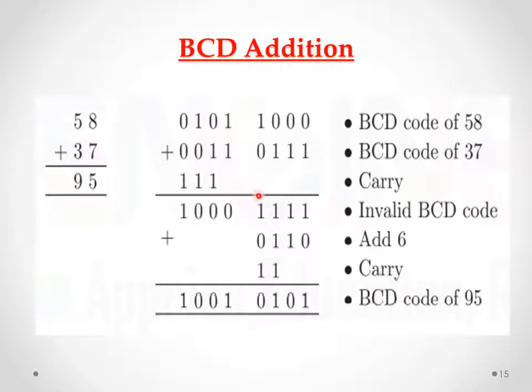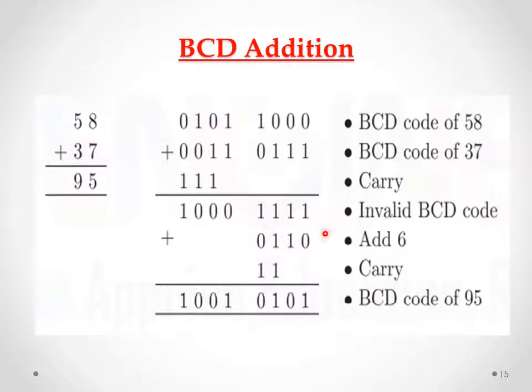58 plus 37. Same way we are starting the addition from here. 0 plus 1 is 1, 0 plus 1 is 1, 0 plus 1 is 1, 1 plus 0 is 1, and 1 plus 1 is 0. Carry is present, carry is added with this bit, so 1 plus 1 is 0. Again carry is added with this bit, so 1 plus 1 is 0 and carry is added with this. So now this is 8 and this is 15, so it's an invalid combination.